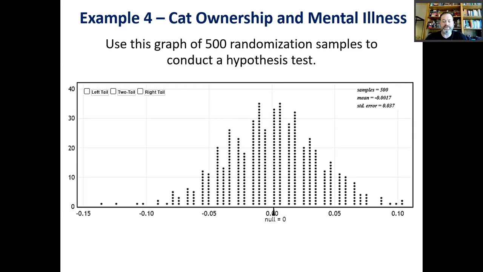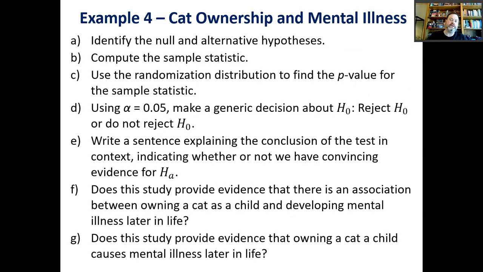So I did 500 randomization samples. Here's what we're going to talk about. The null and alternative hypotheses, the sample statistic, the p-value, reject or do not reject a null, and explaining the conclusion of the test in context. So the first 5 steps here, A through E, come from what we saw earlier, a few slides ago, the 5 steps for a hypothesis test.